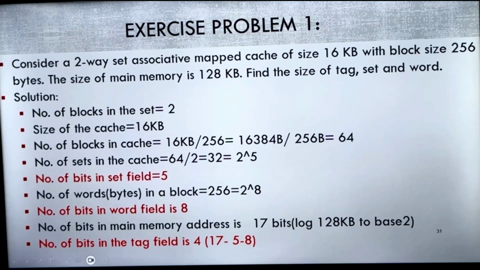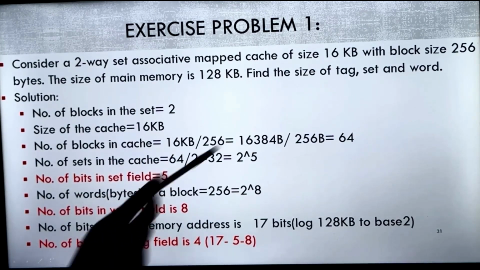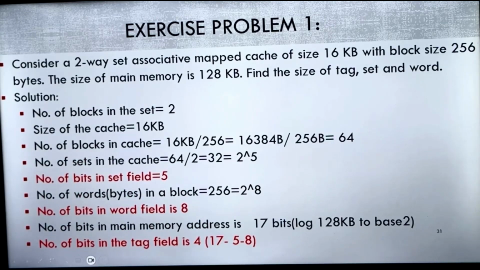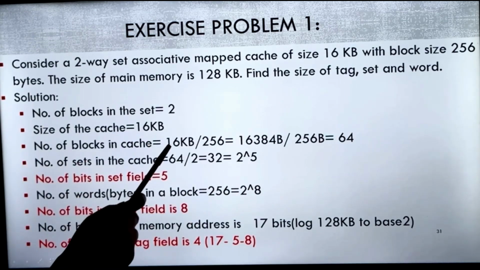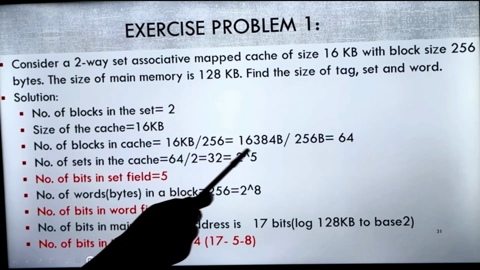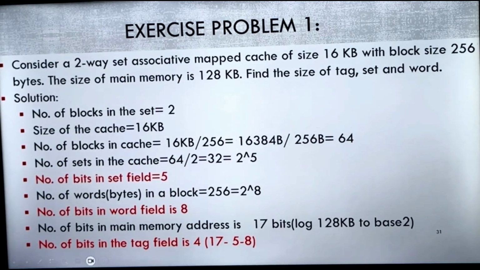What is the cache size? 16 KB. Now what is the block size? 256 bytes. How many blocks are there? First tell me how many blocks are there. So you have 16 KB divided by 256. 16 KB divided by 256 is nothing but 64. Means total 64 different blocks are there.